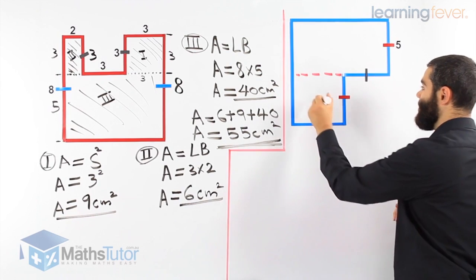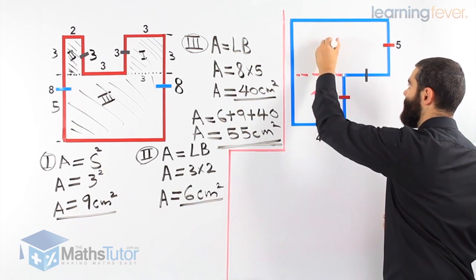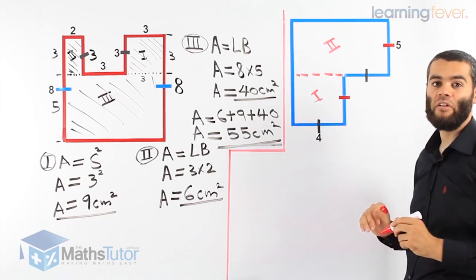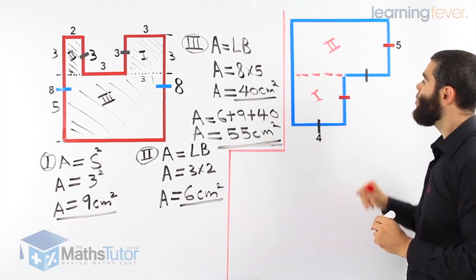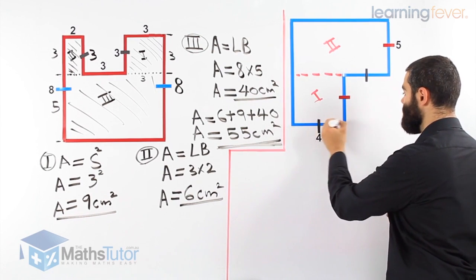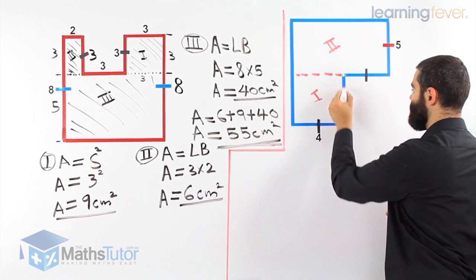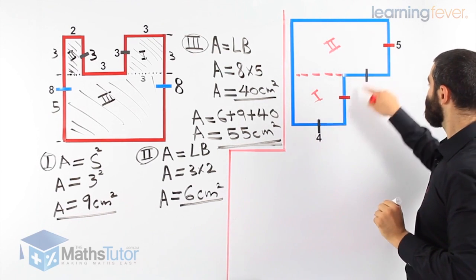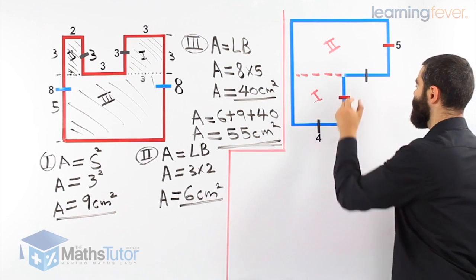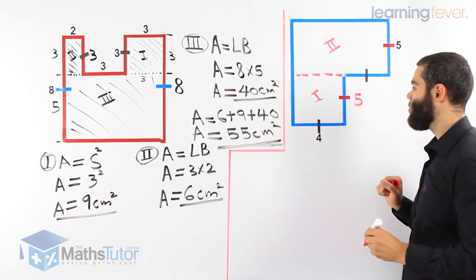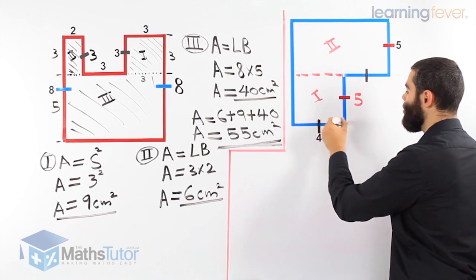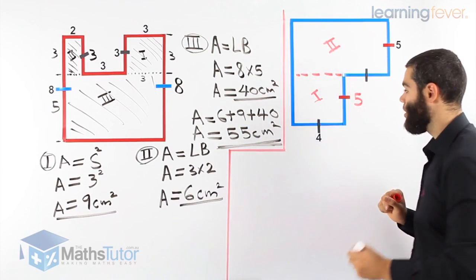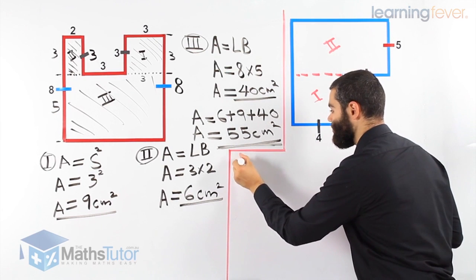For area 1 and area 2, it's always good to split them up and mark them so you know which area is which. Area 1, we know that this is 4. We need to know what this side is. We can tell this mark is the same as that, which means these two are the same. This must be 5 as well. So area 1, we have 5 as the length and 4 as the breadth.